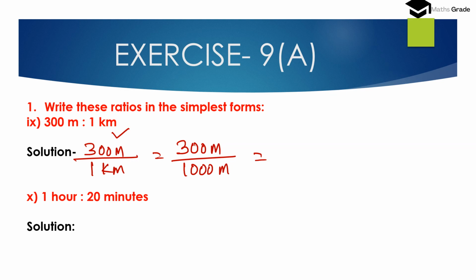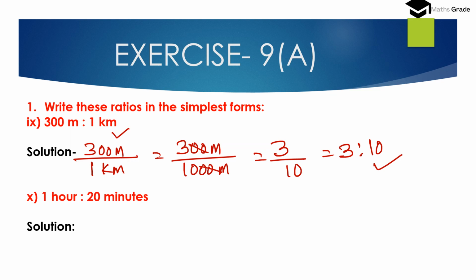Now both the antecedent and the consequent are of the equal unit, that is meter. So 300 divided by 1000, cancelling two zeros, is 3 divided by 10, and 3 divided by 10 is equal to 3 is to 10. And 3 is to 10 is the simplest form of the ratio 300 meter is to 1 kilometer.